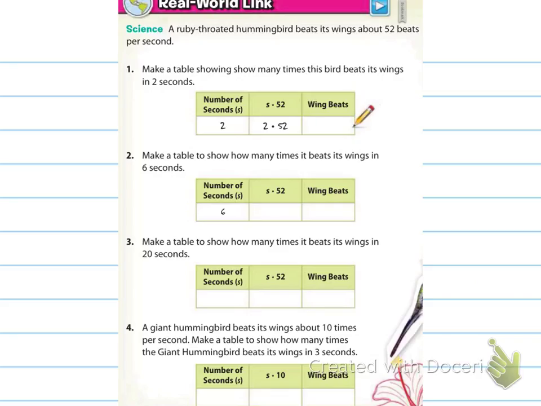Alright, the real world link says a ruby-throated hummingbird beats its wings about 52 beats per second. And they want you to fill in the tables below with information. So the first one, for example, says make a table showing how many times this bird beats its wings in 2 seconds. So it's saying the number of seconds here, and then it's going to be S times 52, S standing for how many seconds the bird is flapping its wings, and that it's 52 beats per second. So we're going to substitute in for seconds that it's 2 seconds long, and we're going to multiply 2 times 52. And then that's where we fill in how many beats.